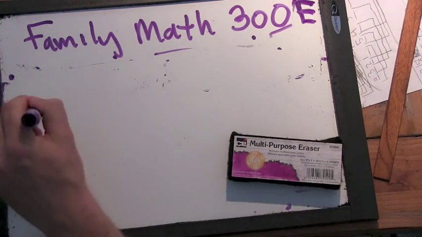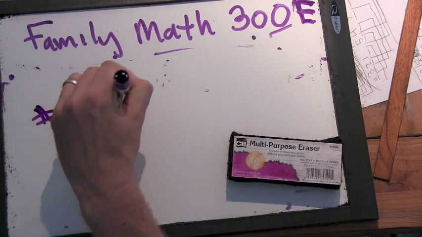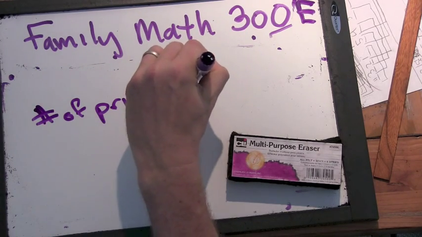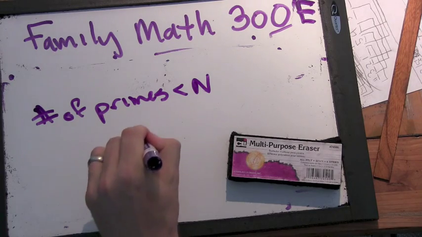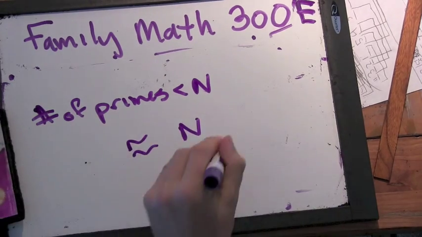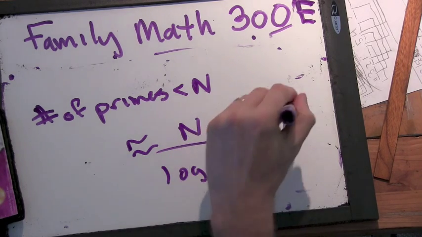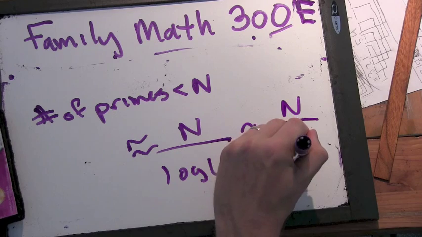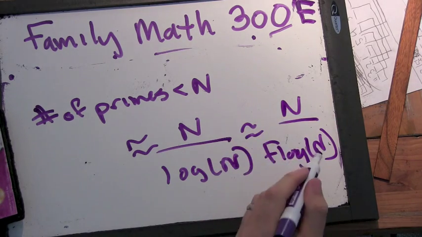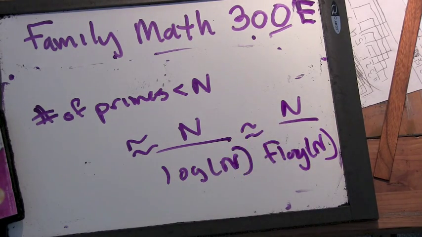So the number of primes less than some number n is approximately equal to n over log n, and we could use the fake log instead: approximately n over the number of digits. So the number of primes less than 100 is approximately 100 divided by 3, which is around 33. And there's actually 25. That's pretty close.